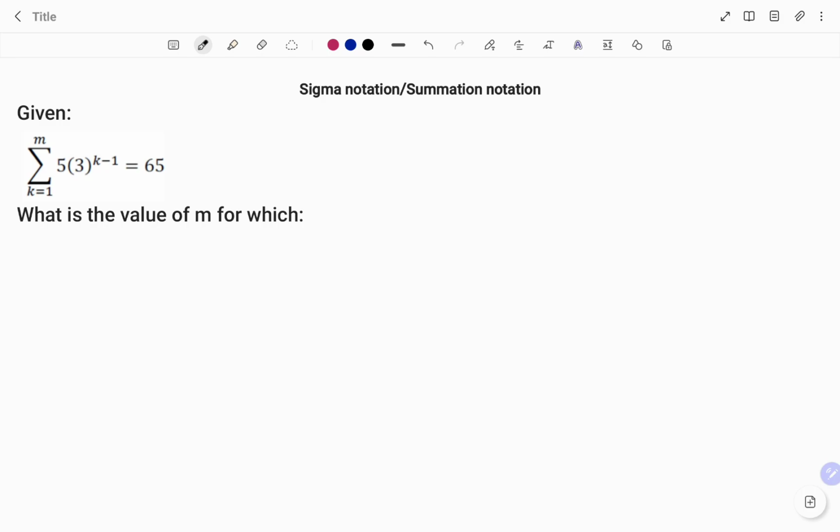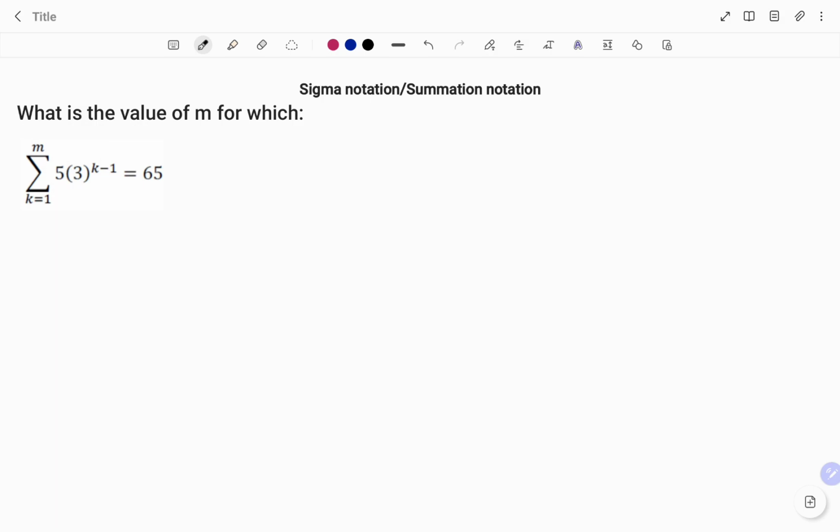In the last example, we have the sigma notation, or summation, of 5 times 3 to the power of k minus 1, from k equals 1 to m, is equal to 65. What is the value of m for which this summation, or sigma notation, is true?